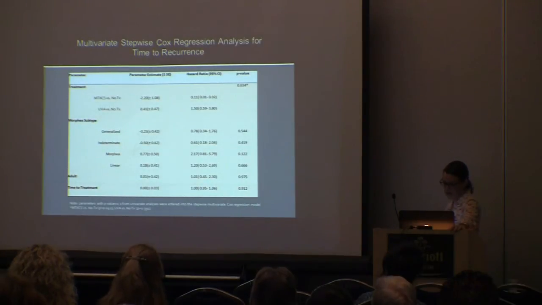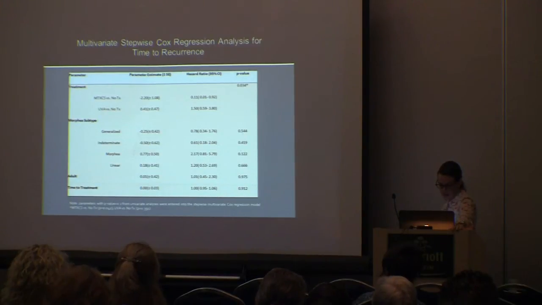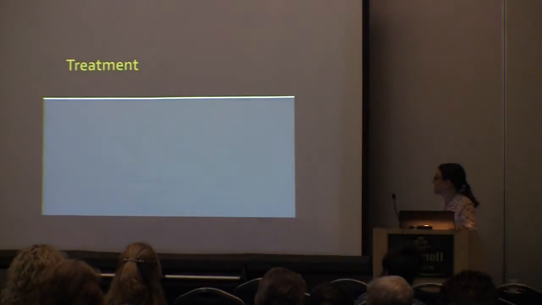So again, here, this is an analysis to try to figure out what factors might be predictive of someone recurring or having recurrent morphea. And what you can see here is that, again, the treatments have different times of recurrence.